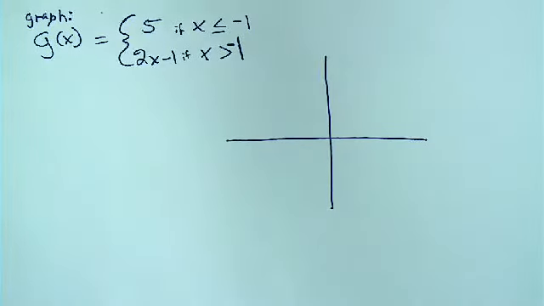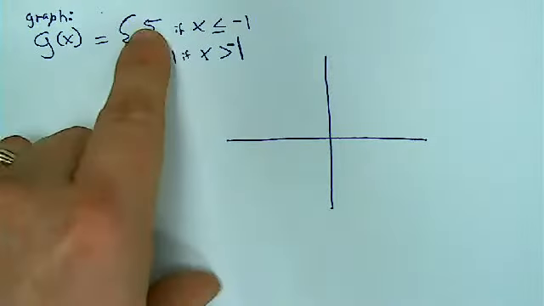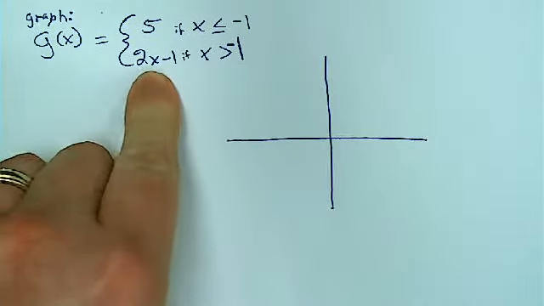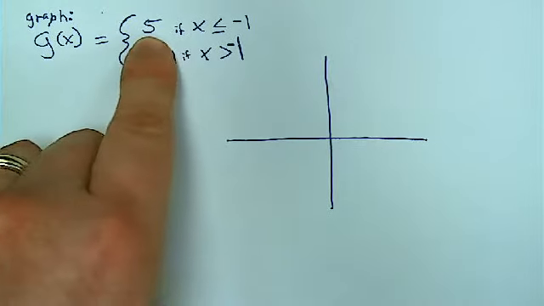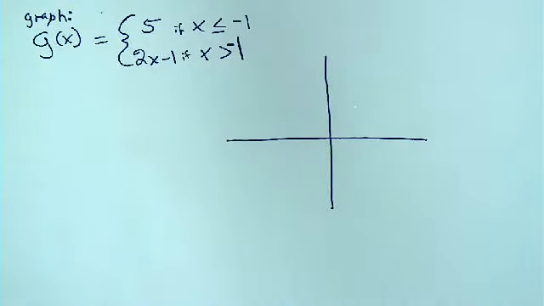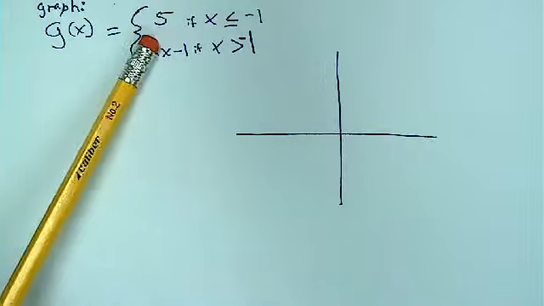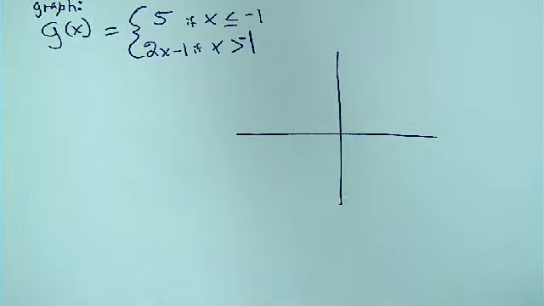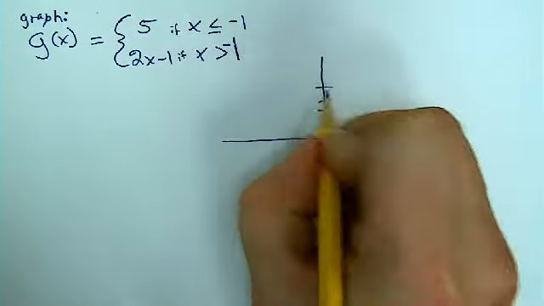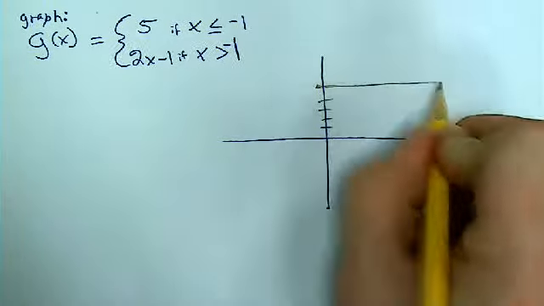Because I'm just sketching the lines that I know that follow each of these 2 rules, either y equals 5 or 2x minus 1. Now y equals 5, we've kind of talked about that. If it's y equals a number, what kind of graph is it? Oh, it's horizontal. Horizontal through what? There you go. So y equals 5. 1, 2, 3, 4, 5 is a horizontal line.